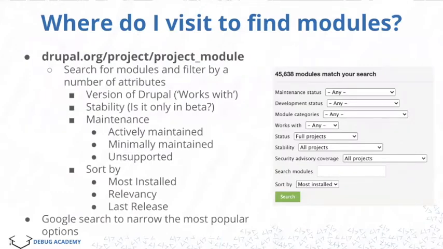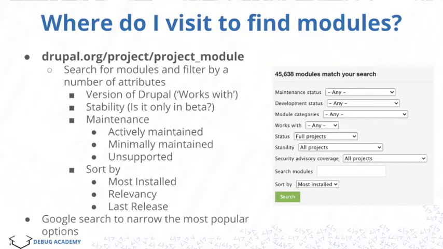First, you can go to drupal.org/project/project module. And you're given this wonderful little search box on the right, this little snapshot I did. And you're able to filter by a whole number of parameters. I'll just go over some of these fairly quickly. Most importantly, you want to think about, are you working on a Drupal 7 site or a Drupal 8 site? So you want to search by version of Drupal, and that falls under works with field.